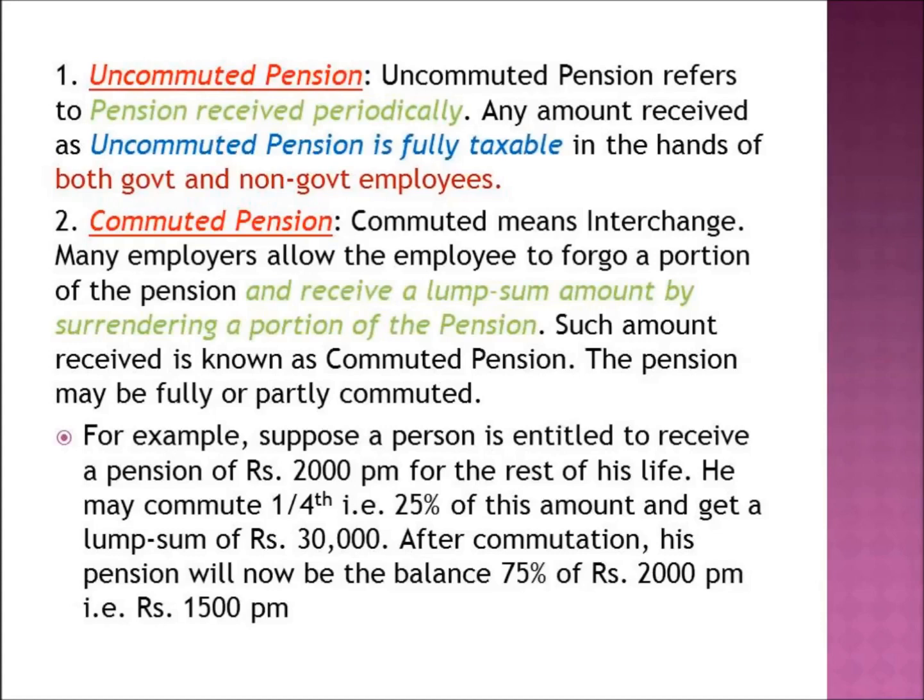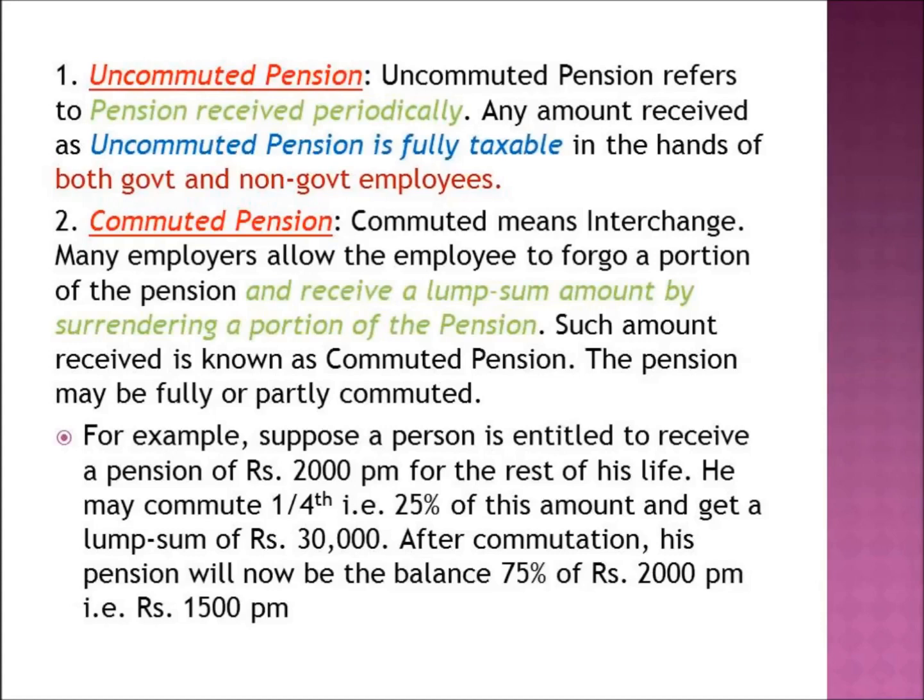For example, suppose a person is entitled to receive a pension of rupees 2000 per month for the rest of his life. There is an employee and he is entitled to receive 2000 per month for the rest of his life after his retirement. Now, he may commute 1/4, that is 25% of this amount, and get a lump sum of rupees 30,000. He agreed with his employer that he wants to commute 25% of this pension, which he will be receiving for the rest of his life, for a lump sum amount, and the employer agrees to pay him 30,000 for that.